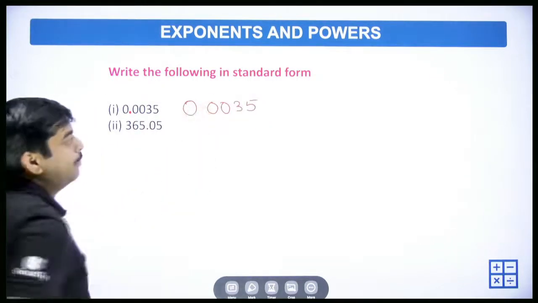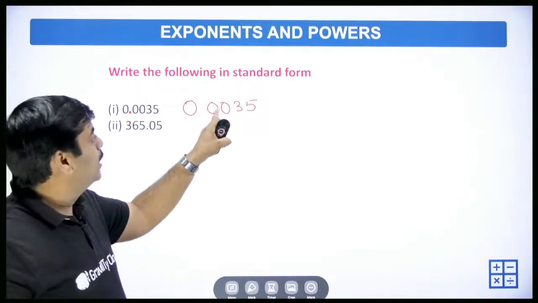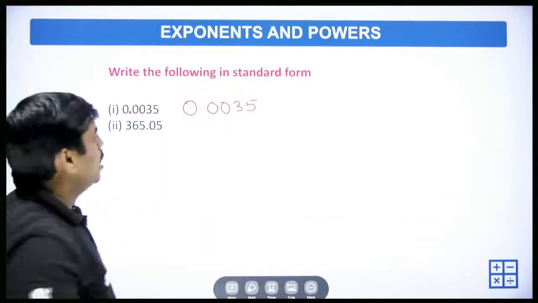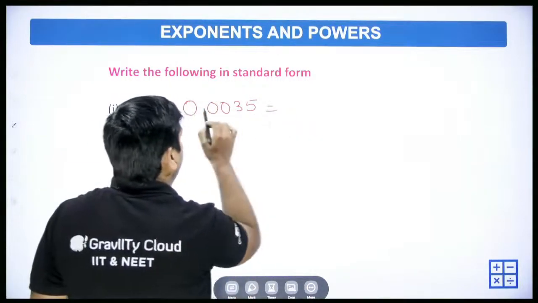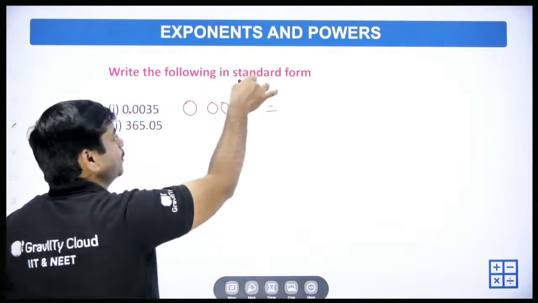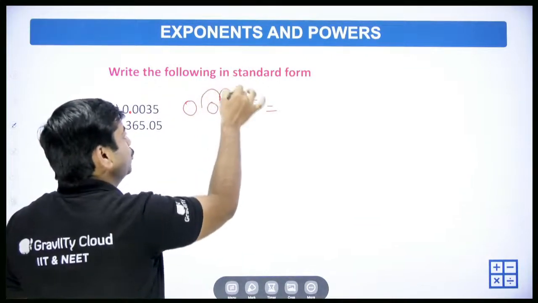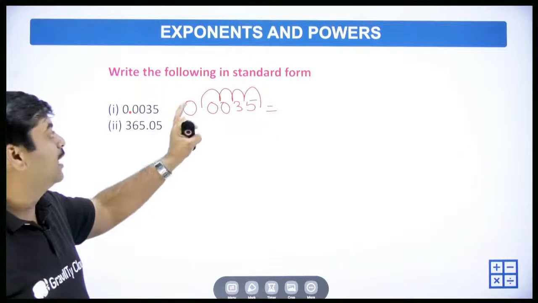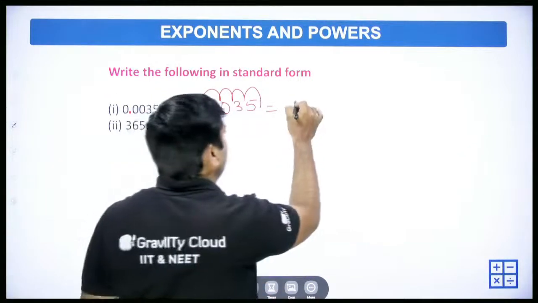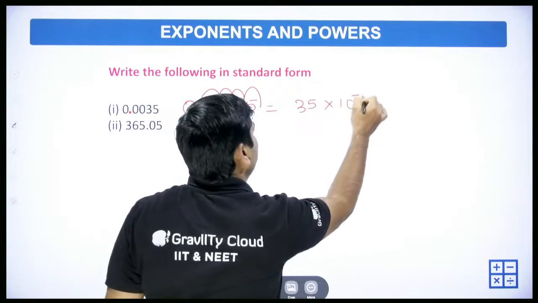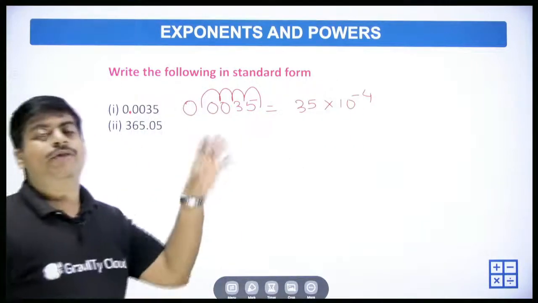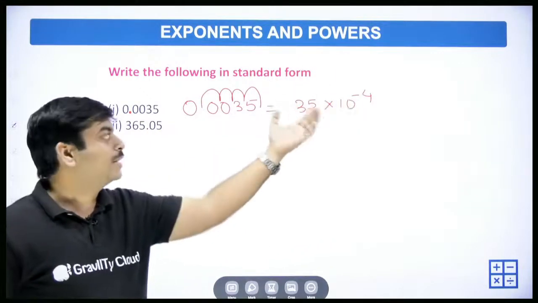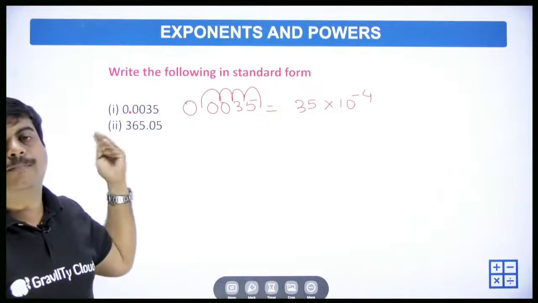0.0035. So now tell me how many places are there? 1, 2, 3, 4. After the point, we have 4 decimal values, right? So if you want to transfer the point to the last, 1, 2, 3, 4, that means you need to write 10 power minus 4. We need to shift that decimal by 4 places. You need to write that as 35 into 10 power minus 4. Why minus 4? Whenever you are going towards right, you need to write minus. Whenever you're coming towards left, you need to keep a plus.